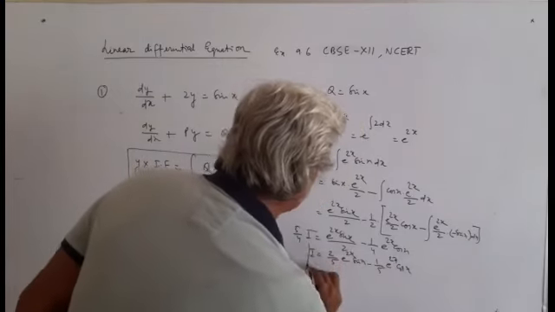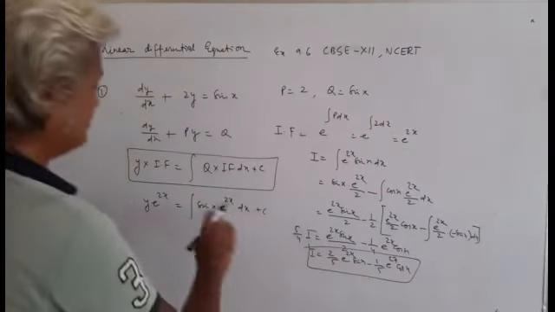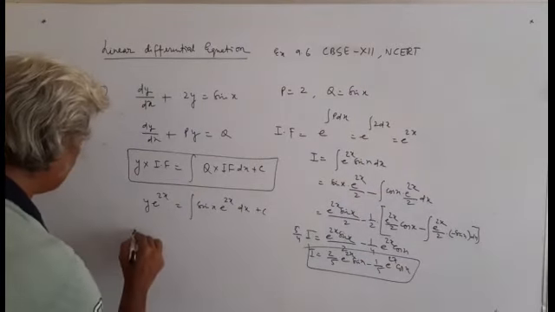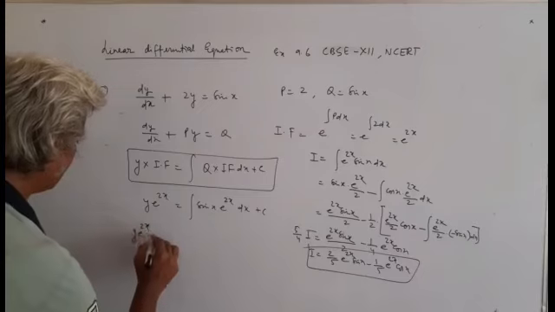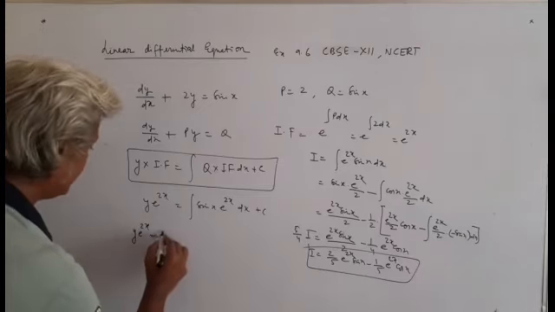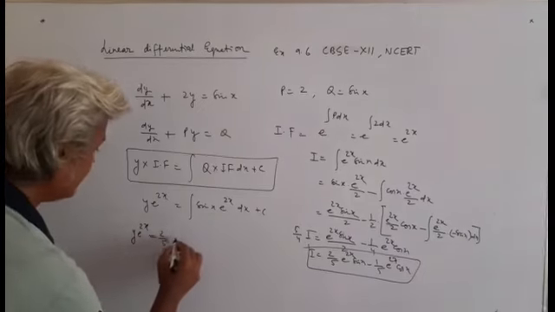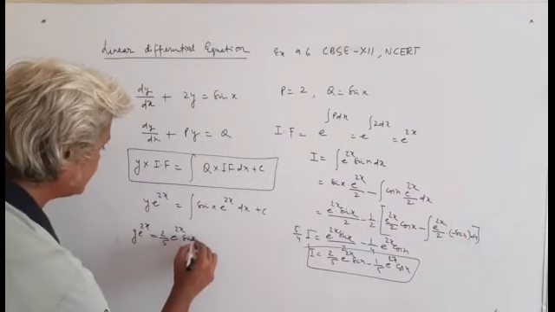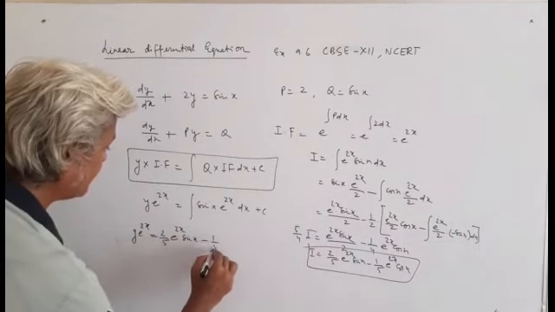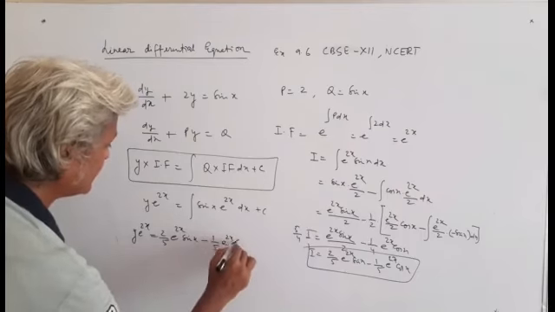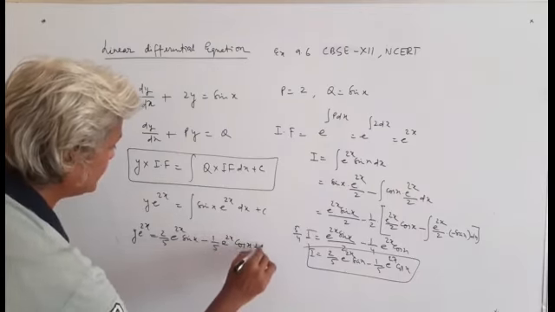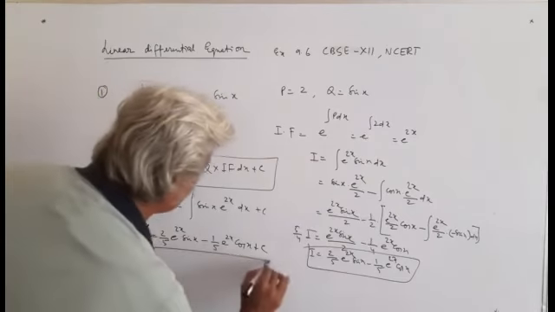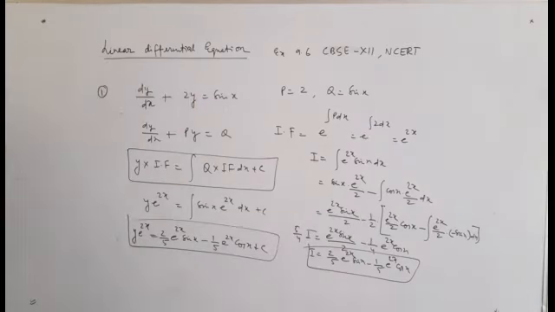This is your I. Now I will put this value directly in the question, and it becomes y e to the power 2x equals 2 by 5 e to the power 2x sin x minus 1 by 5 e to the power 2x cos x plus c, and this is your final answer.